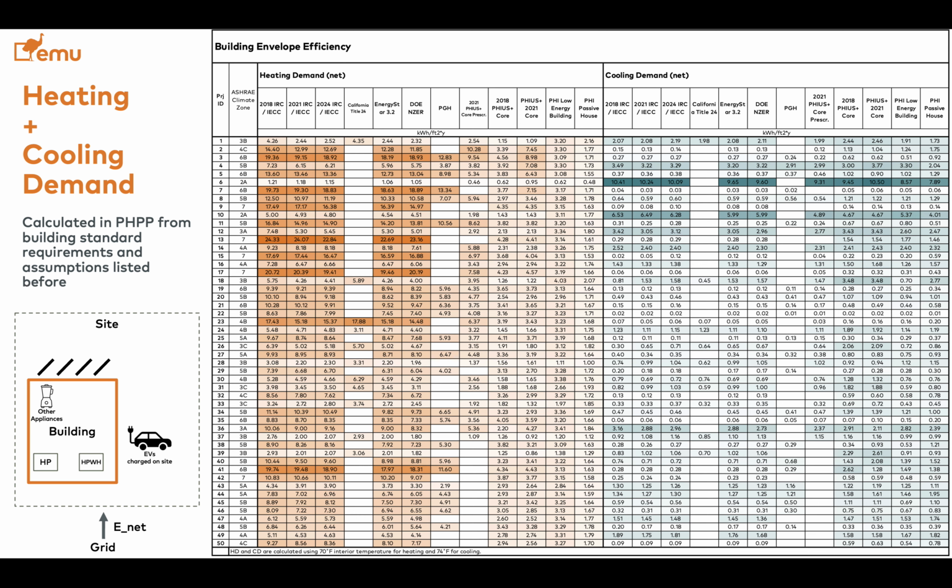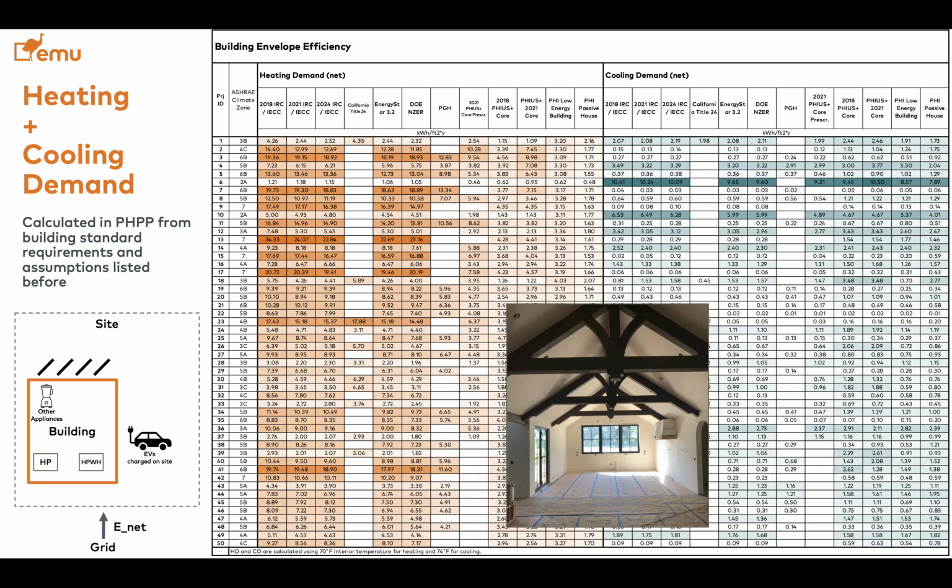Now, this is just what the building needs to remain comfortable. It's not addressing yet a mechanical system. In fact, this picture here is from a passive house project being built in Colorado, and it's empty. It's just the building envelope.